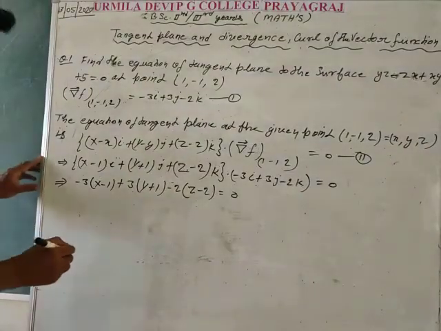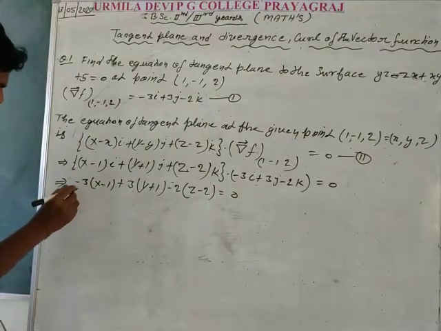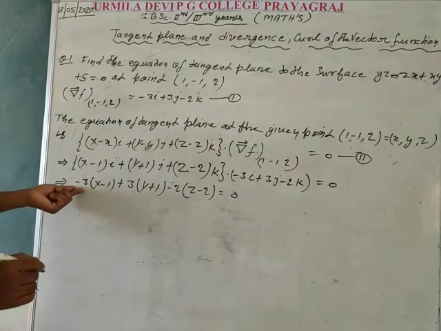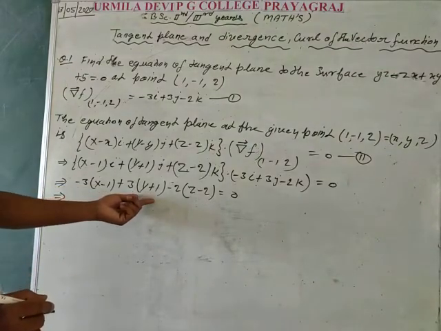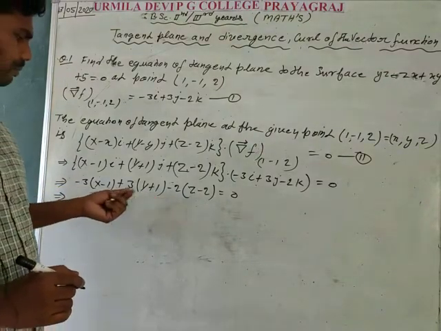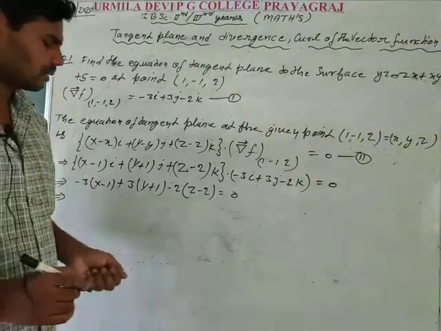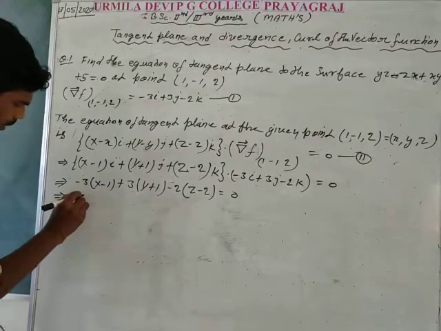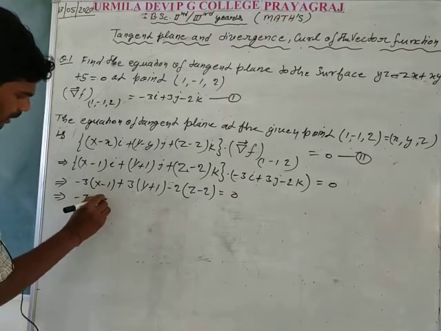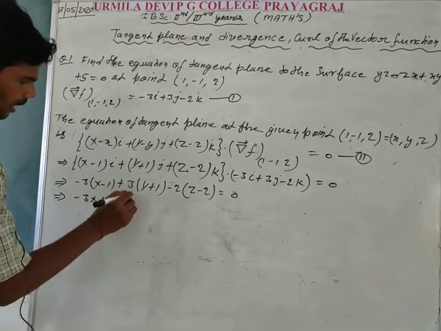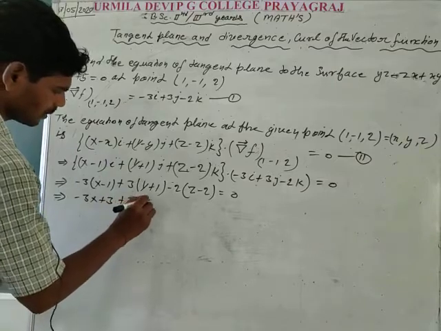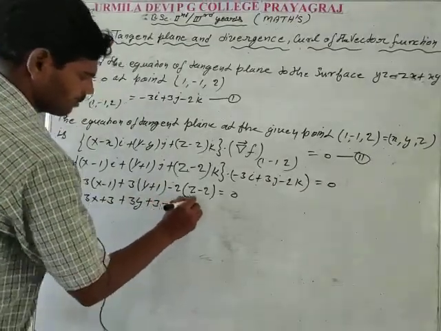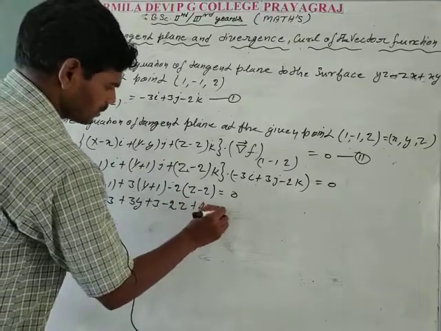So taking simplification of this equation, open the first bracket and multiply by minus 3, the second bracket open and multiply by plus 3, and the third bracket open and multiply by minus 2. So here minus 3x plus 3 and plus 3y plus 3 and minus 2z plus 4 is equal to 0.